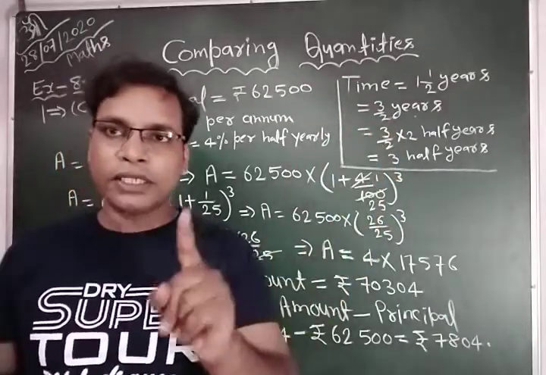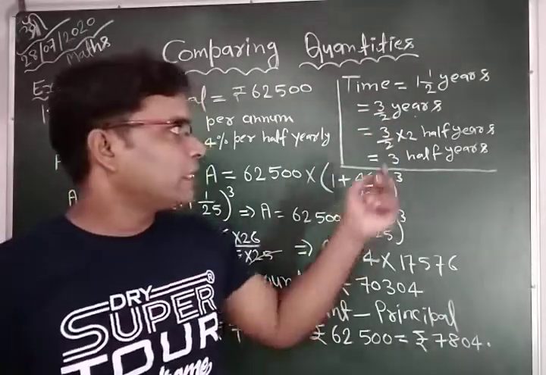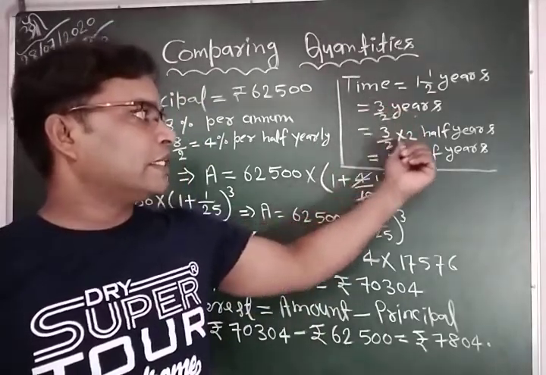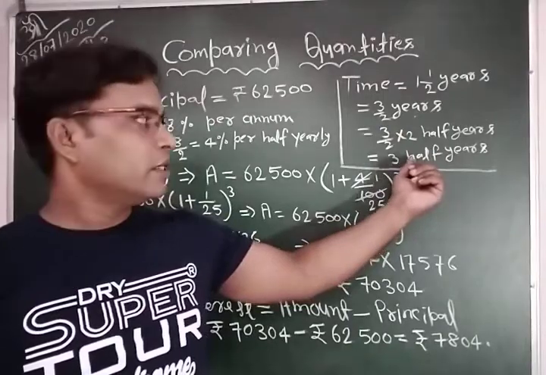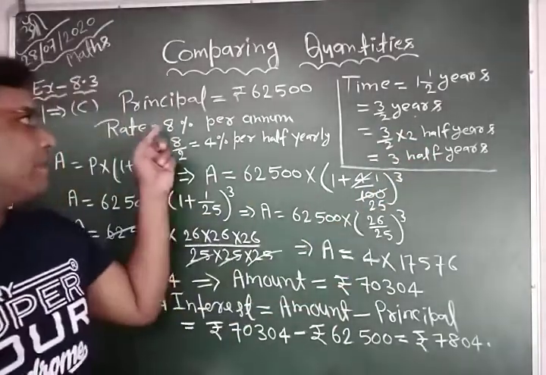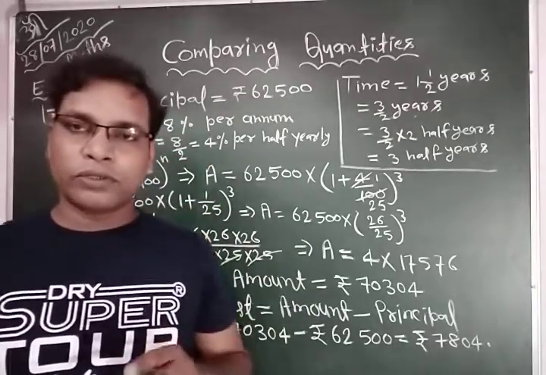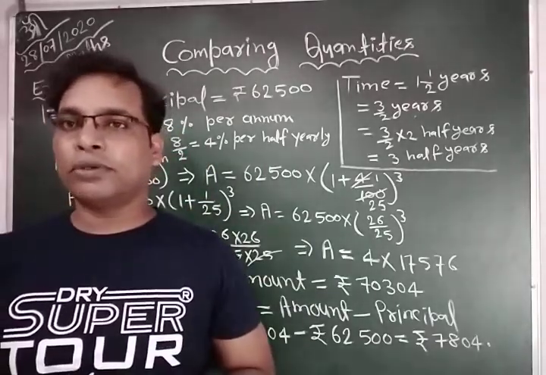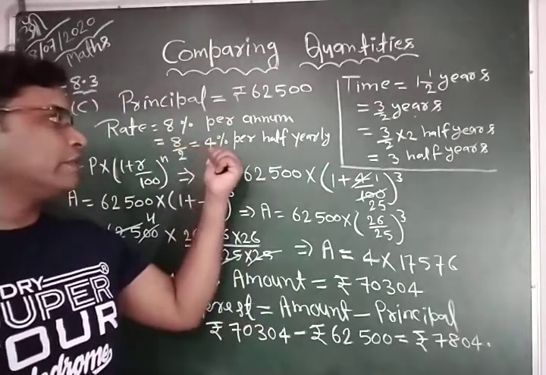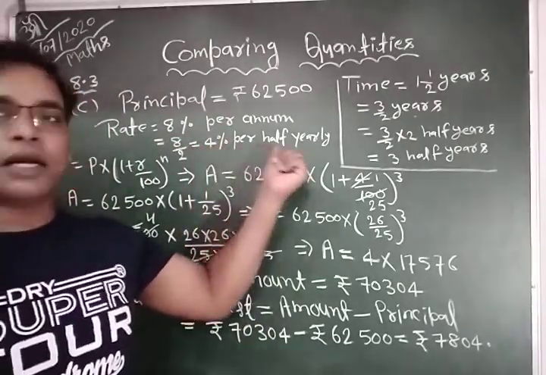You know 1 year is equal to 2 half years, so we multiply the given time by 2. So it changes to half years, and it becomes 3 half years. Now the 8% per annum is given, and in 1 year there are 2 half years, so we divide it by 2. Then it becomes 4% per half year.